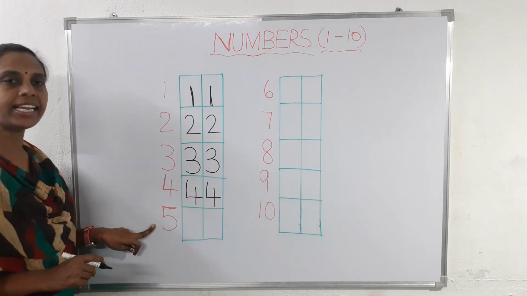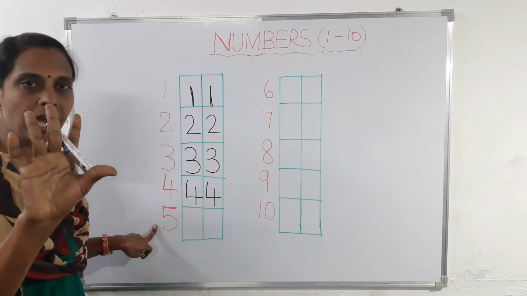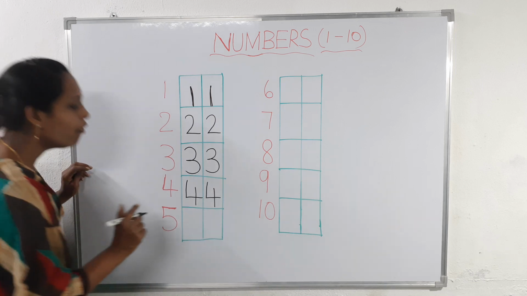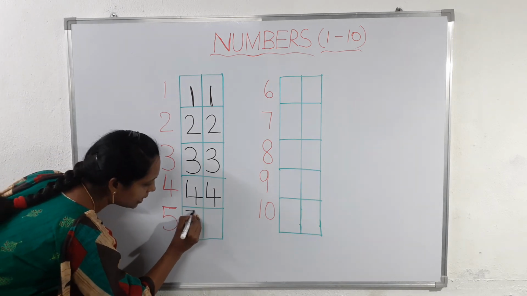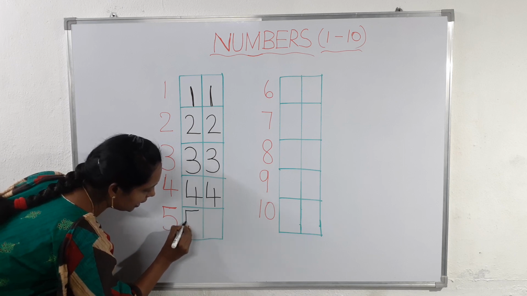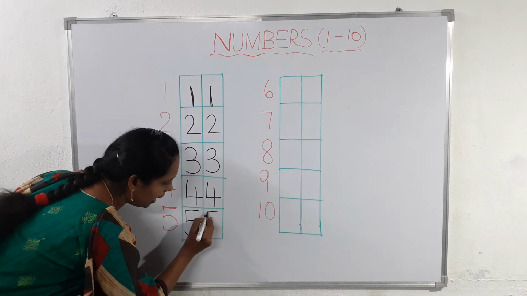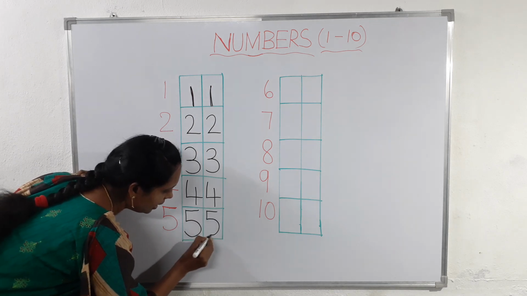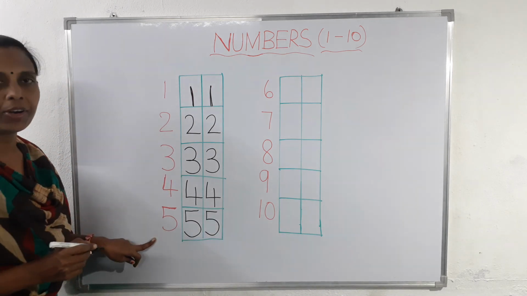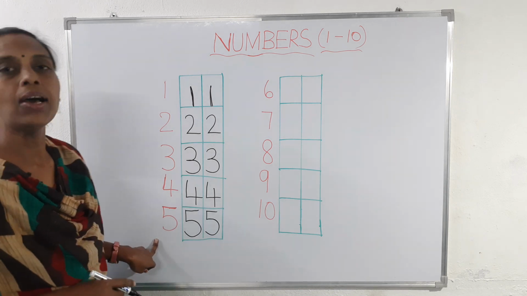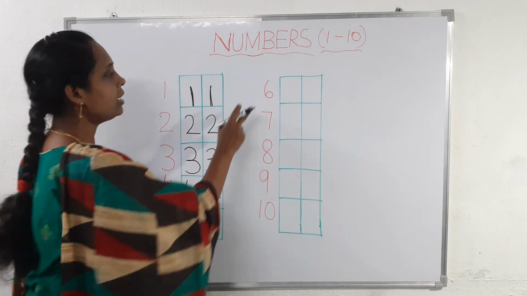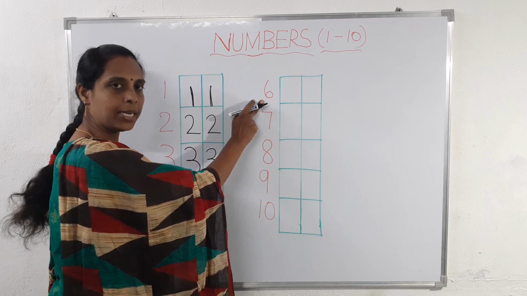See children, next, what is this number? 5. How to write? Sleeping line, standing line, left curve. Number 5. What is this number? 5.